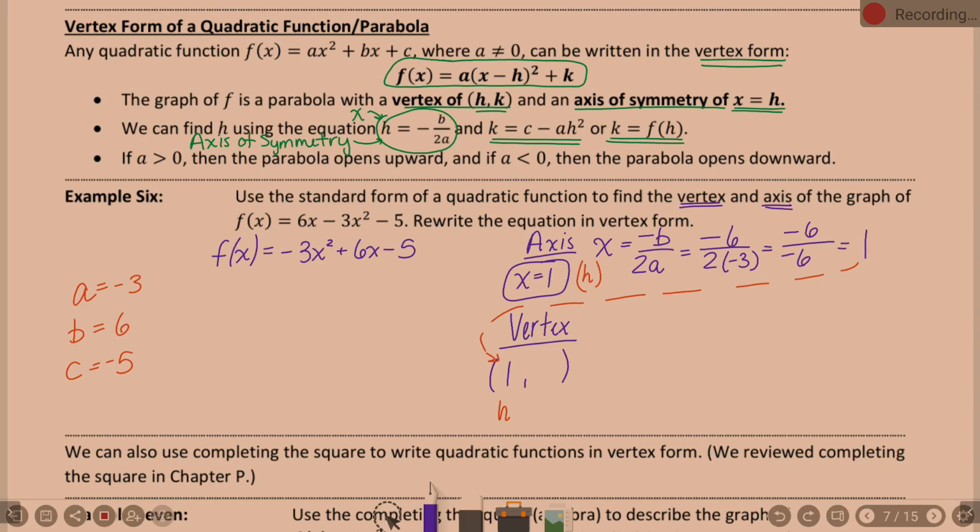Honestly, okay. What have I always taught? I've always taught take the 1 and plug it into the equation, yes? So what I'm going to teach is take 1 and plug it into f. So I'm going to be doing negative 3 times 1 squared plus 6 times 1 minus 5.